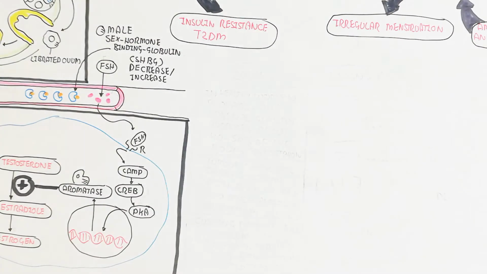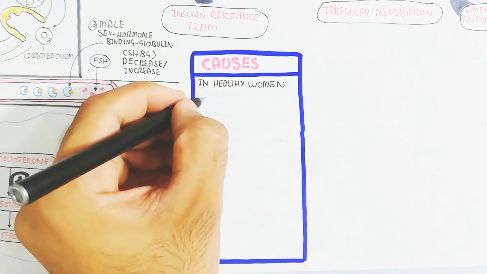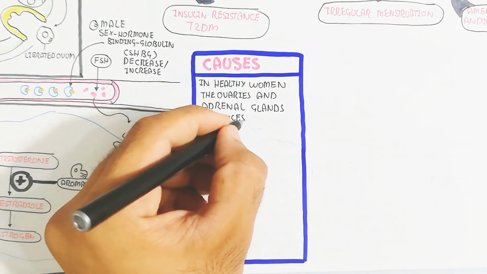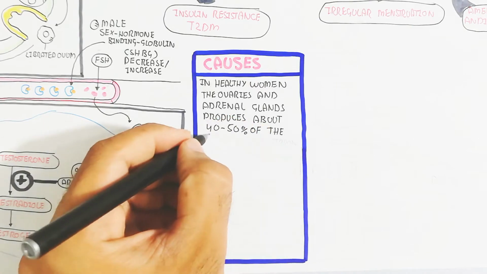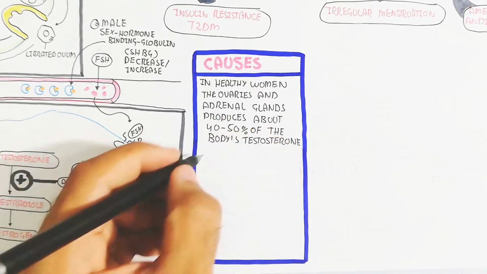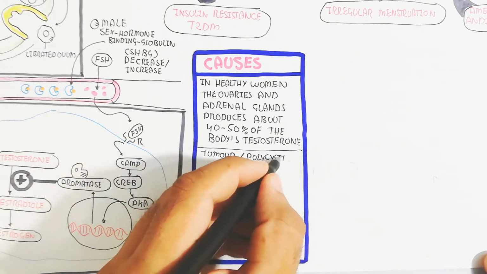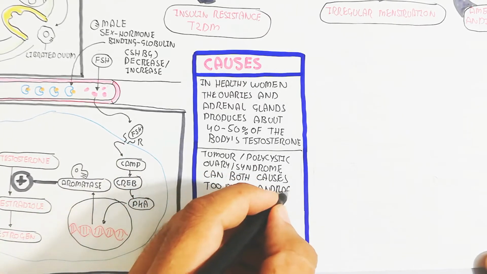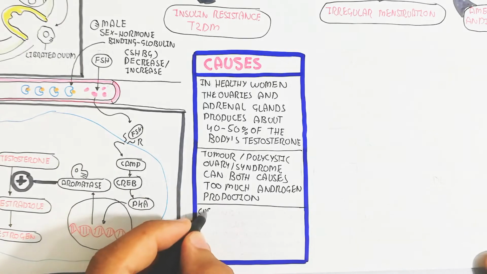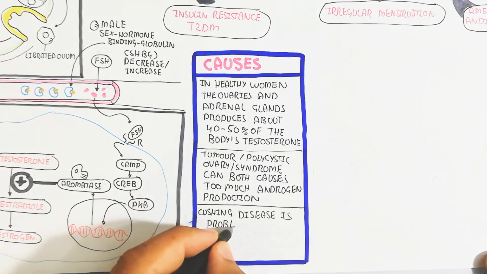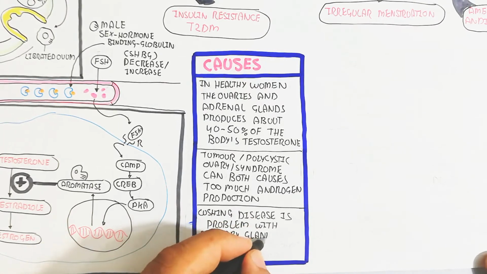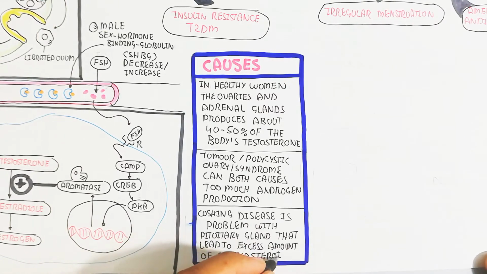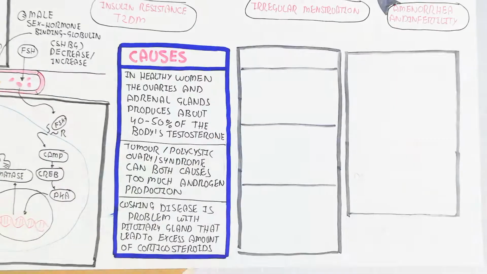On the other hand, let's begin to understand the causes. For example, in normal healthy women, the ovaries and adrenal glands produce about 40 to 50% of the body's testosterone, but it is converted through the aromatase enzyme to estrogen, the female hormone. A tumor or polycystic ovary syndrome can both cause too much androgen production, and Cushing disease is a problem with the pituitary gland that leads to an excess amount of corticosteroid. This Cushing disease we will discuss in the next video, and the polycystic ovarian syndrome is also discussed in another video.